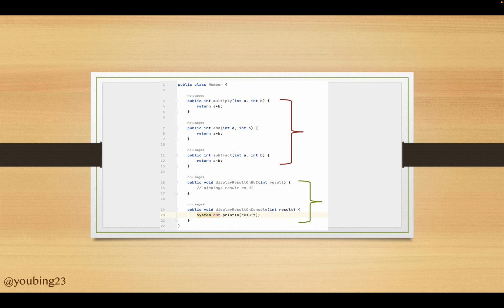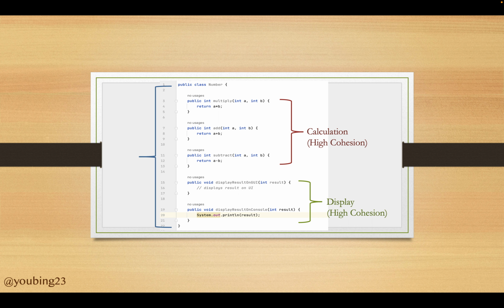If you take a closer look, the methods like add, subtract, and multiply are solely for calculation purposes. Therefore, they are closely related and have a high level of cohesion. Similarly, methods like display result on UI and display result on console are closely related. Therefore, there is also a high level of cohesion between these two methods as well.